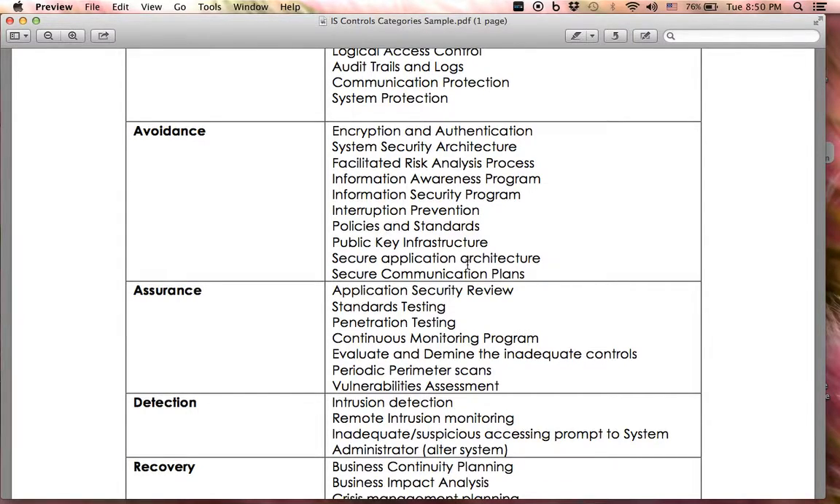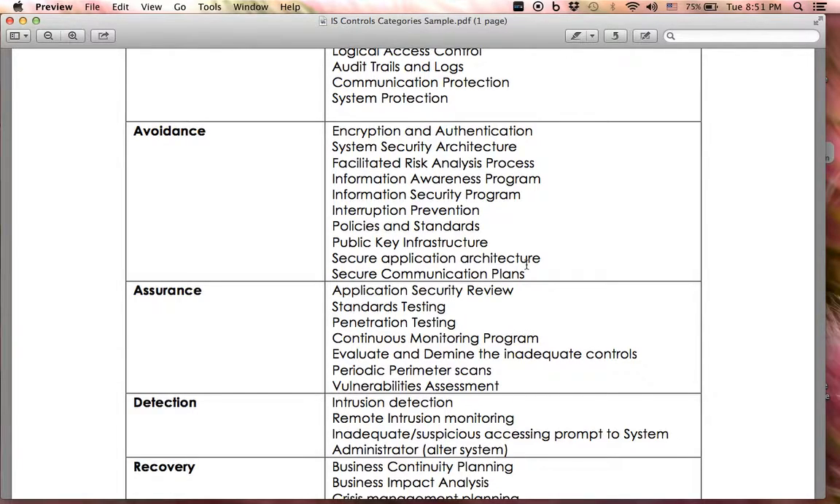So the next is secure application architecture. This is related to the SDLC, the system development lifecycle. The architecture or system design needs to ensure that the standard coding and standard modules are secure in coding, testing, and deployment within the SDLC framework.